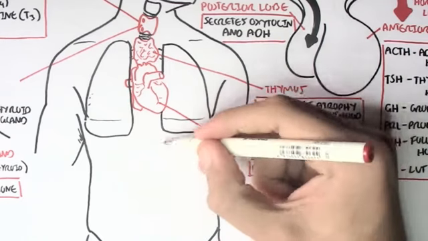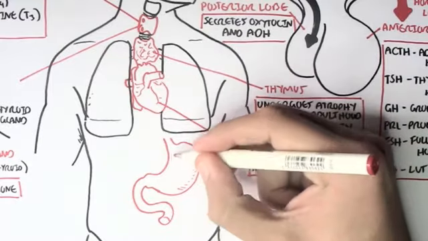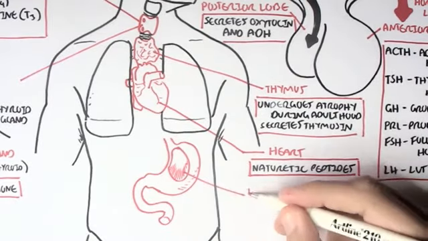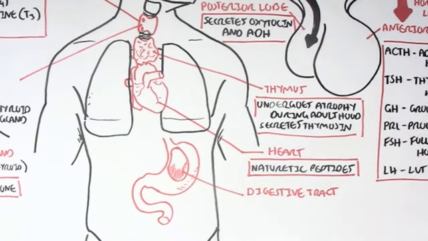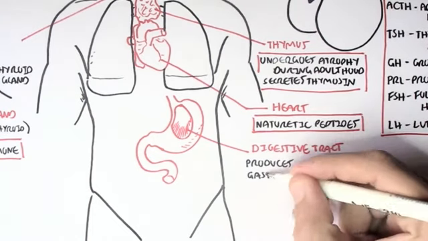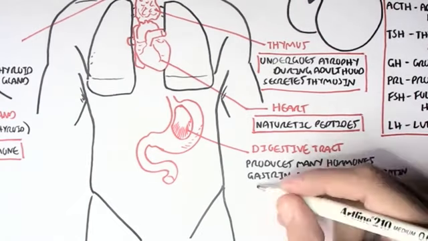Then we have the digestive tract. Now the digestive tract secretes a variety of hormones. And what I mean by the digestive tract, I mean the stomach, the duodenum, the small intestines, etc. And they produce many hormones such as gastrin, somatostatin, cholecystokinin, etc.